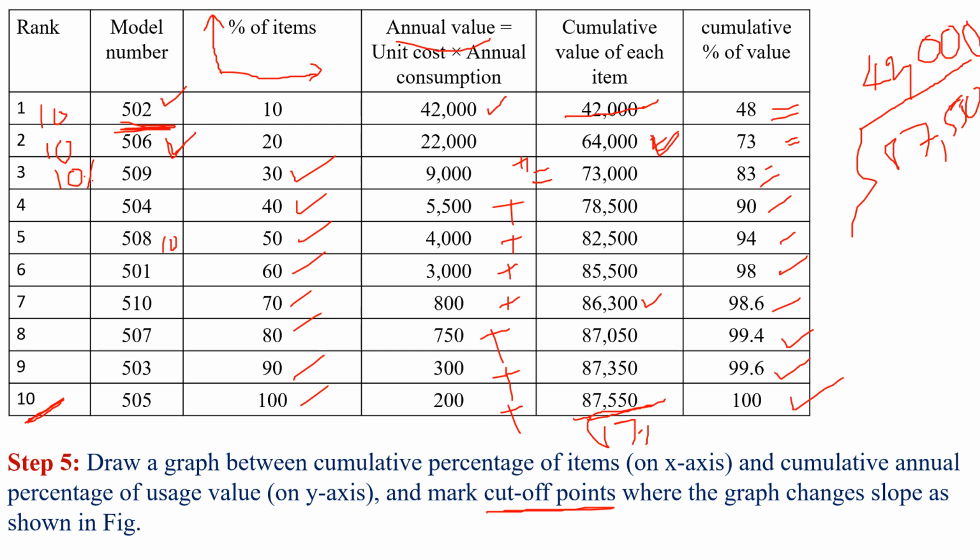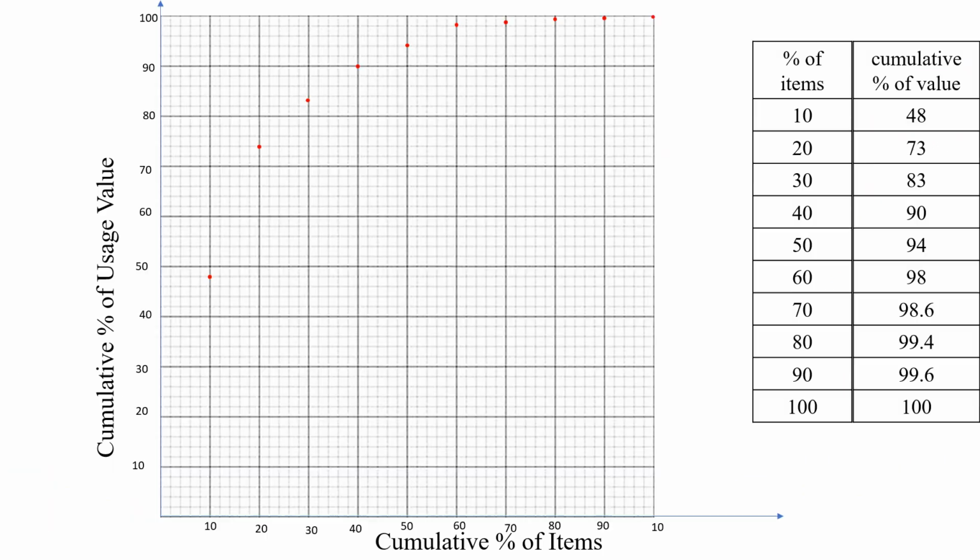So let's see the diagram. For the graph, on the x-axis I have to take the cumulative percentage of the items that is given: 10, 20, 30, 40, 50, up to 100. Similarly, on the y-axis, the cumulative percentage of the value: 48%, 73%, 83%, 90, 94, 98, 98.6, 99.4, 99.6, 100. So first I have to draw the y-axis.